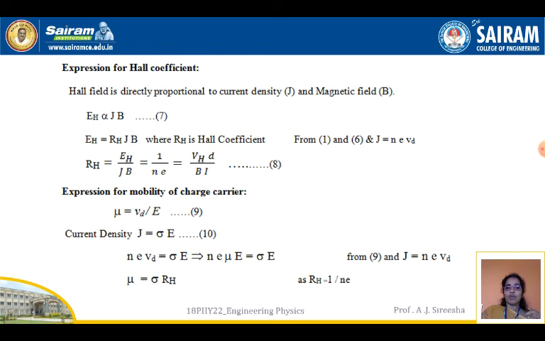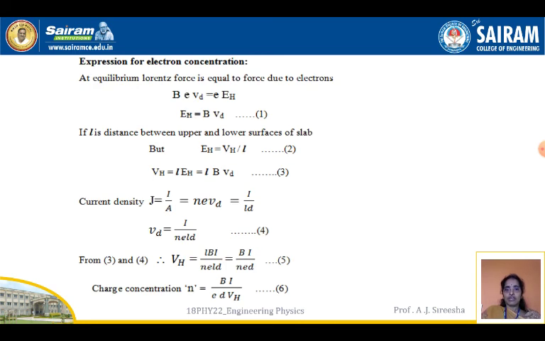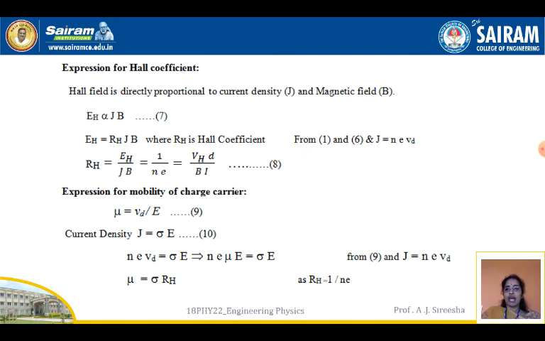So from equations 1 and 6, and J is equal to NEVD, we know the value of N and the value of EH from equation 1. Substituting here, RH is equal to EH by JB. So from 1 and 6 and also substituting the value of J, you will get RH is equal to VH by D into BI, or RH is equal to 1 by NE. This gives the expression for the Hall coefficient.